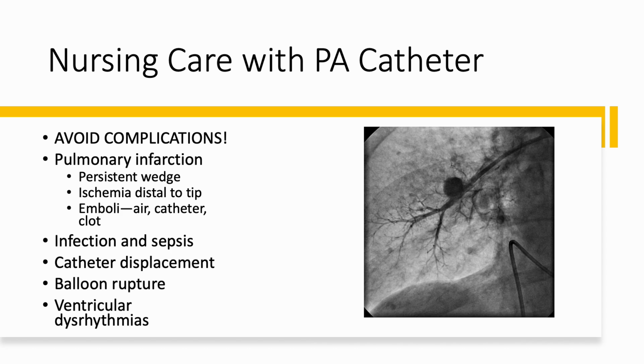It could also cause emboli, either by air, the catheter, or blood clot. It could cause infection and sepsis. Of course, it's a central line. The catheter could be displaced, the balloon could rupture, and ventricular dysrhythmias or irregular heart rhythms could be caused by the catheter's presence in the heart. It could be an irritating factor.